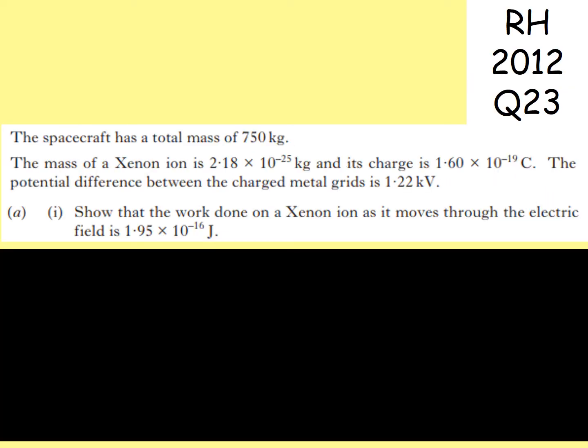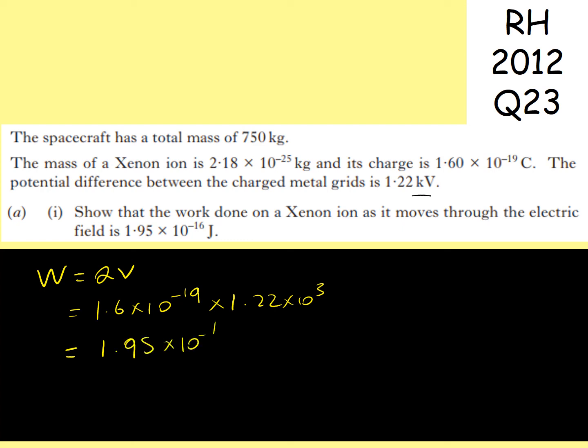So in part A, we're asked to show that the work done on a xenon ion as it moves through the electric field is 1.95 times 10 to the negative 16 joules. Well, in calculating the question, we know the equation that we need to use is W is equal to QV, which is equal to the charge on the xenon ion, which is 1.6 times 10 to the negative 19, multiplied by our potential, which is 1.22 times 10 to the 3 volts, because it's measured in kilovolts within the question. This gives a value of our work done to be 1.95 times 10 to the negative 16 joules, as required. QED.